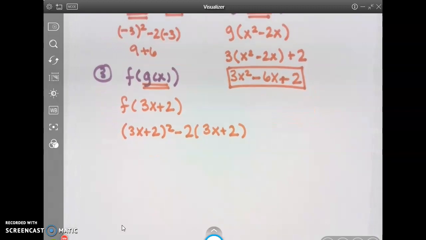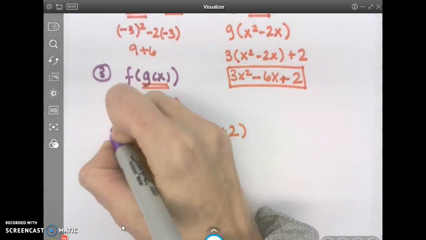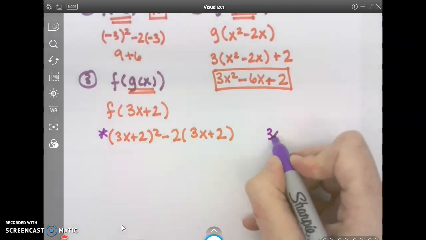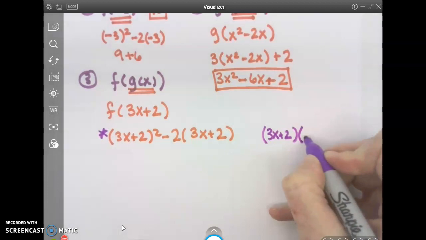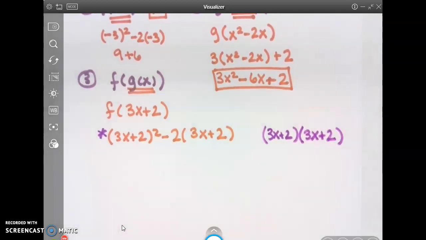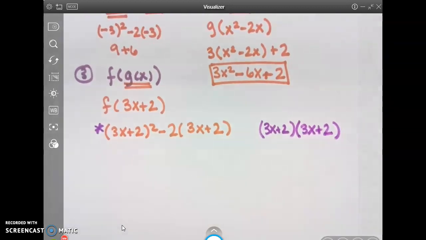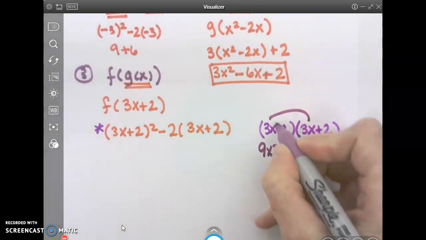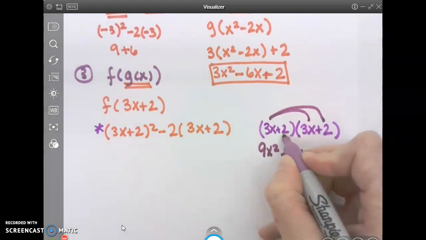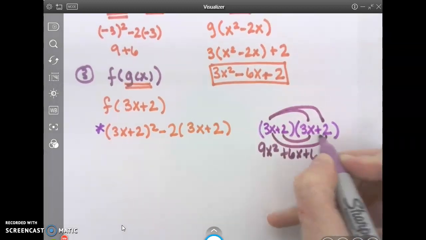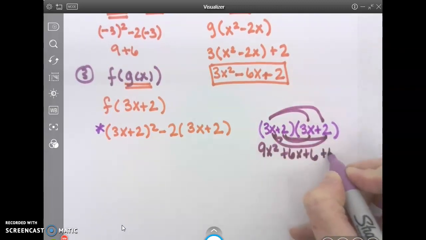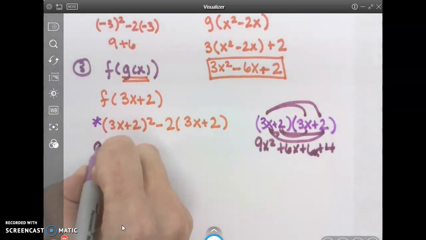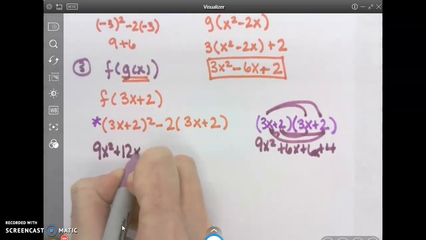Now once I get here, be careful. This is the place where mistakes happen with that 3x plus 2 squared. 3x plus 2 squared is nothing more than 3x plus 2 times 3x plus 2. And this turns then into the distributive property. 9x squared, 6x, 6x, oops, wrong one, 2 and 2, 4. So this becomes 9x squared plus 12x plus 4.